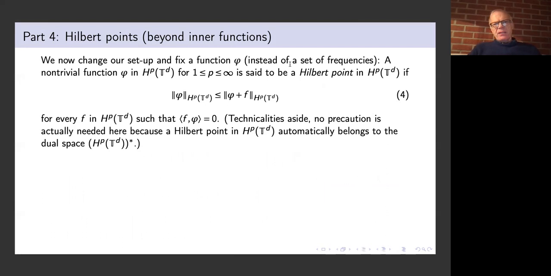And we will say that a non-trivial function phi in HP in any dimension is a Hilbert point in HP if you have this contractive property. So you take phi, add anything in the space, an f, meaning that f is orthogonal to phi in the usual L2 sense. You add to phi an f which is orthogonal to phi, and you require that the norm increases.